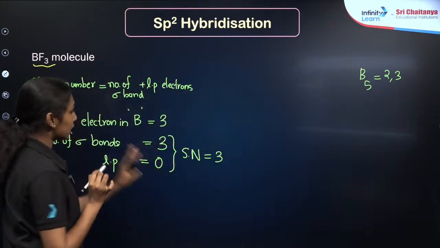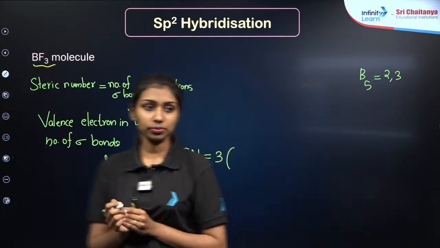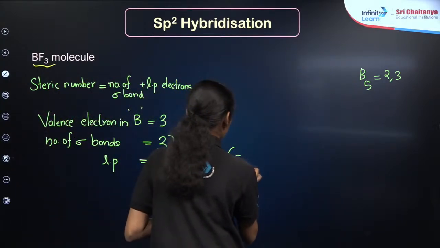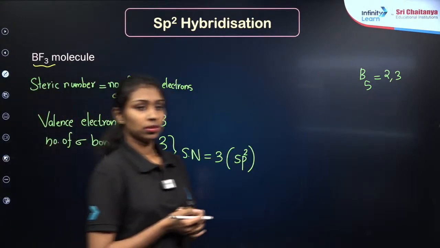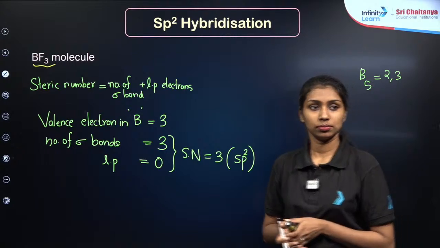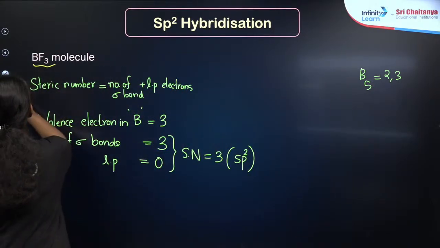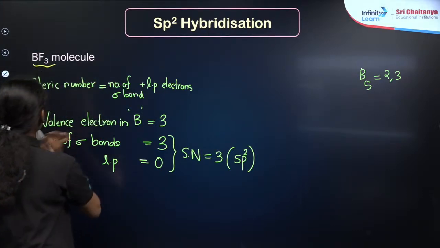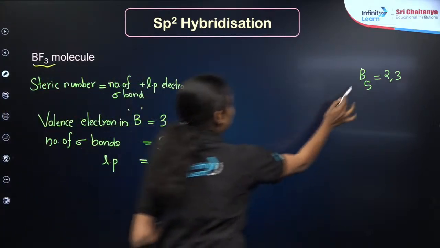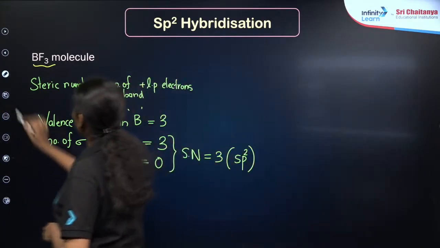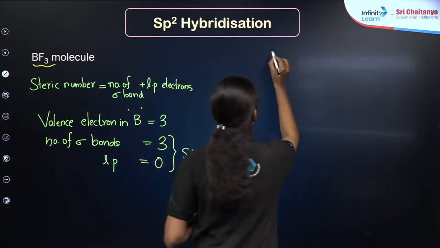If the steric number is 3, what will be its hybridization? sp2, right? Is it clear how to calculate the steric number or predict the hybridization of the BF3 molecule? The next step, we have to draw the structure or draw the hybridization of the BF3 molecule.